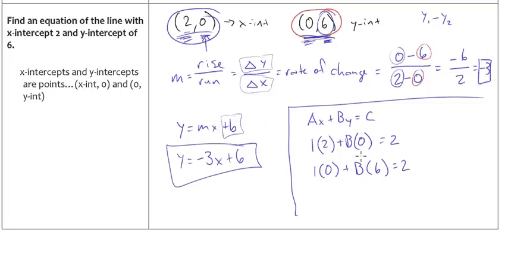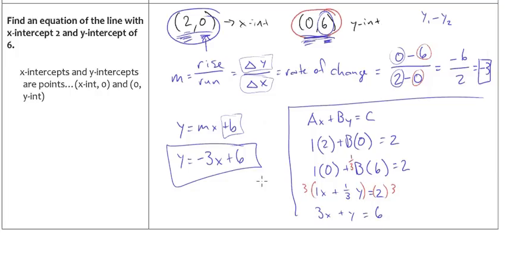What would b have to be in this case? Well, it would have to be 1/3, because 1/3 times 6 gives you that 2. And we'd end up with something like 1x plus 1/3 y equals 2. But as you may remember, you can't have any fractions in standard form, so we would multiply everything by 3, and we would get 3x plus y equals 6.